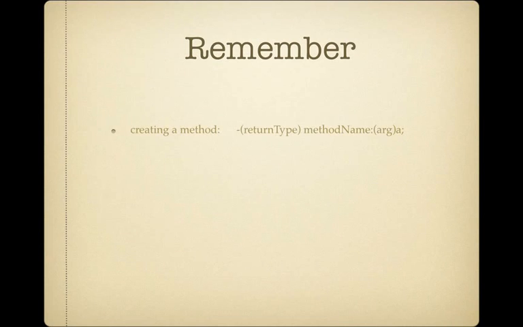The first one is about creating a method. To create a method in Objective-C, you use this form: the method name in the middle, the return type between brackets, and then the arguments at the end. And don't forget the brackets and this minus or negative sign. Next is how to call your instance.